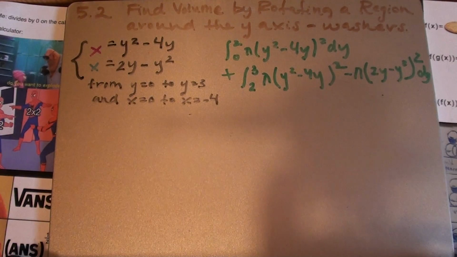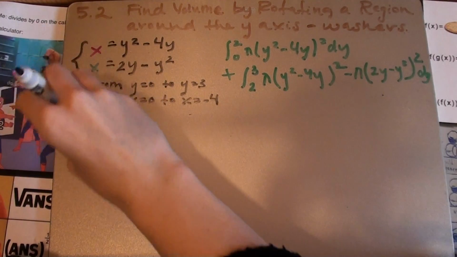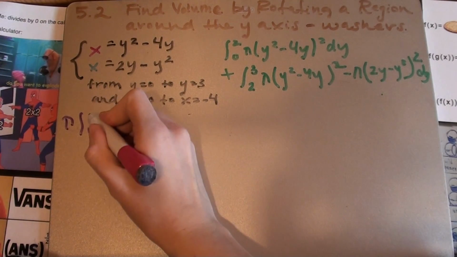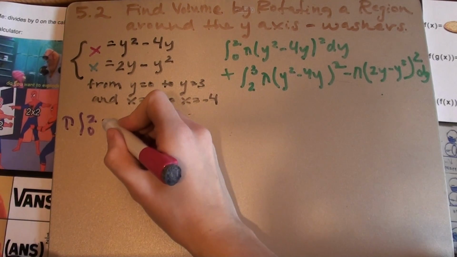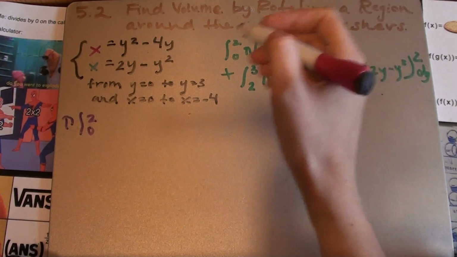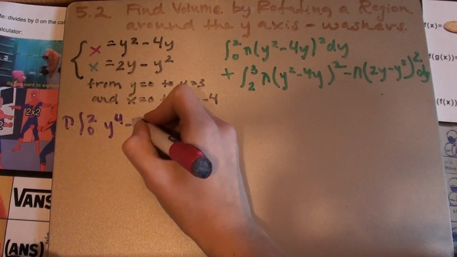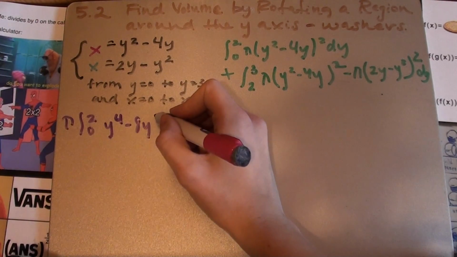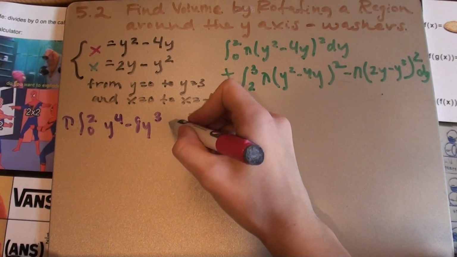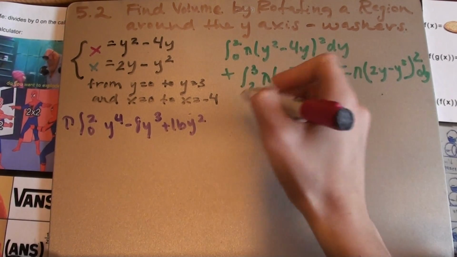So we're going to rewrite this. We're going to integrate from 0 to 2, and I'm going to pull my pi out in front so that it just follows us all the way through. We're going to have y squared minus 4y, all squared, and that FOILs out to be y to the fourth minus 8y cubed plus 16y squared.